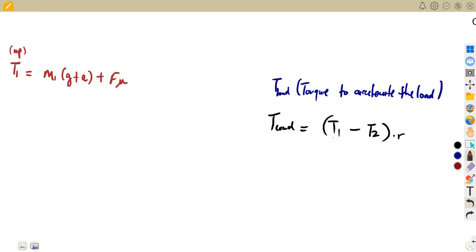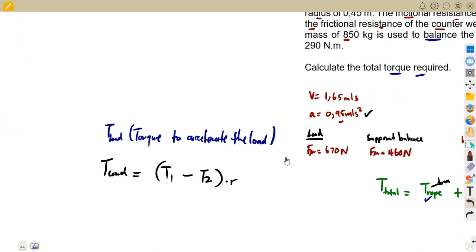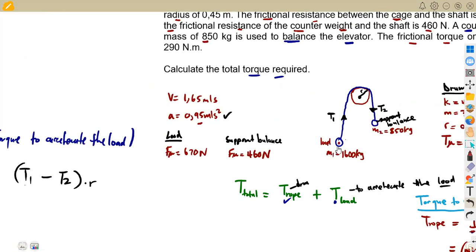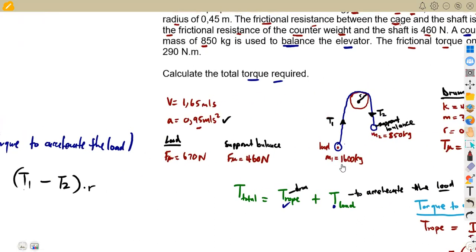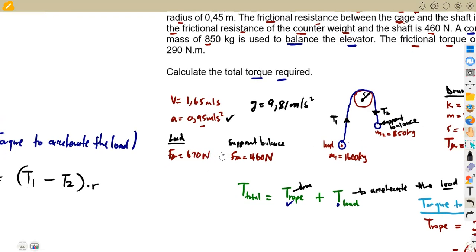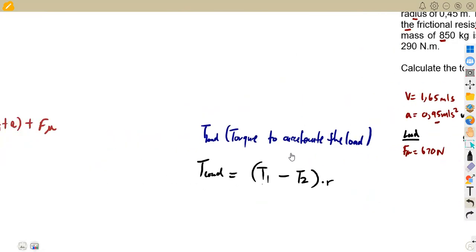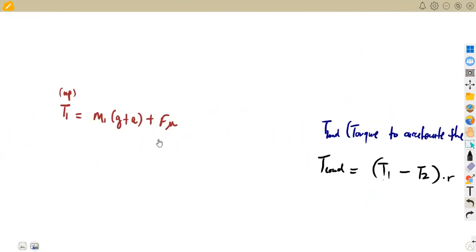And you also use the mass of this T1, the mass that is affecting T1 is M1, the mass of the load, this one, 1,600 kgs. So that is the whole part. So in this case, we are not given the gravitational acceleration. Sometimes they give you the gravitational acceleration. So if we're not given, use 9.81 meters per square second. That is the gravitational acceleration. In this case, we are going to use 9.81. All right, so that is the formula for T1, which is the one that is going up.